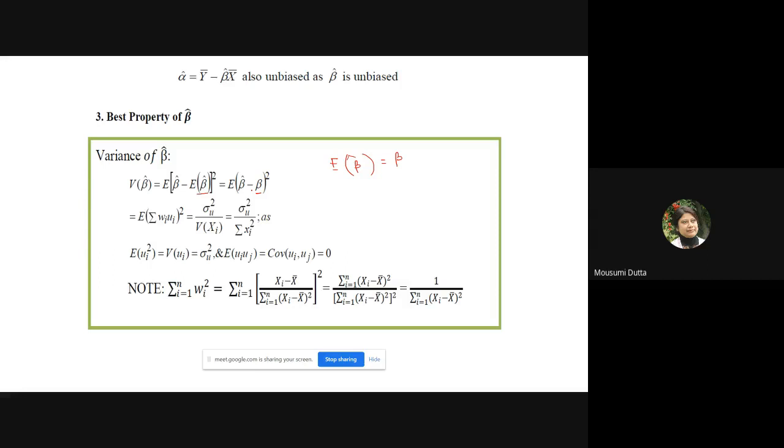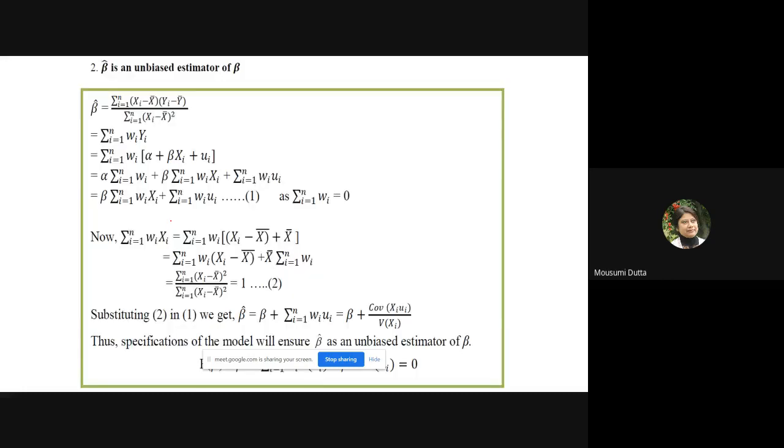Now let's go back. Since I'm doing the exercises one by one, I'm not doing all the steps because I have the steps. However, when you do this for exam purposes, or for your practice, you will do the steps by which you will be able to reach this position. That is, beta hat minus beta can be replaced by summation Wi ui. So let's see how I'm doing that. Look at this step.